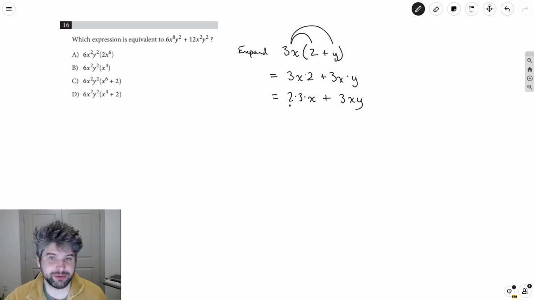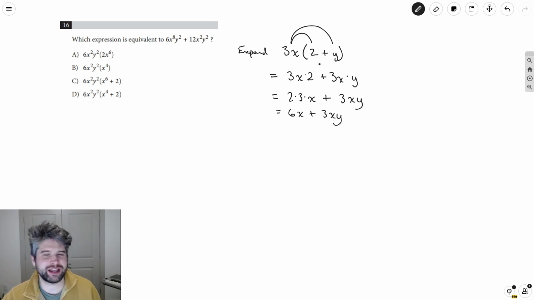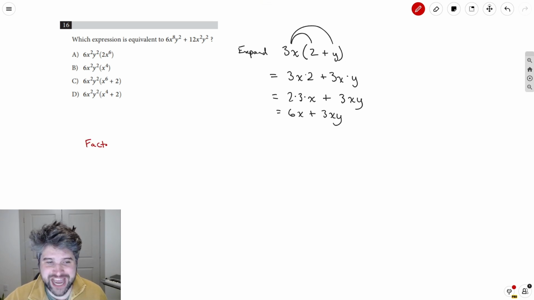Since we're multiplying numbers in any order we want to over here, we can multiply the 2 and the 3 first, and we get 6x plus 3xy. And that's how you expand an expression with the distributive property. We like to call this multiplying through. All right, now we're going to warm up with a second problem. That second problem is factor 6x plus 3xy. You might notice this from somewhere.